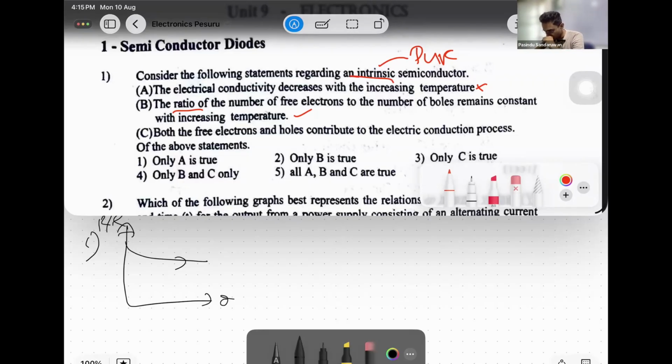Both the free electrons and holes contribute to the electric conduction process. Yes, that is true. Both electrons and holes are contributing. That's why we call them carriers. When it comes to doped semiconductors, we have majority carriers and minority carriers. If it is not doped, intrinsic, then we have carriers and both carriers are equal. Then B and C are correct. Only B and C, it's 4.